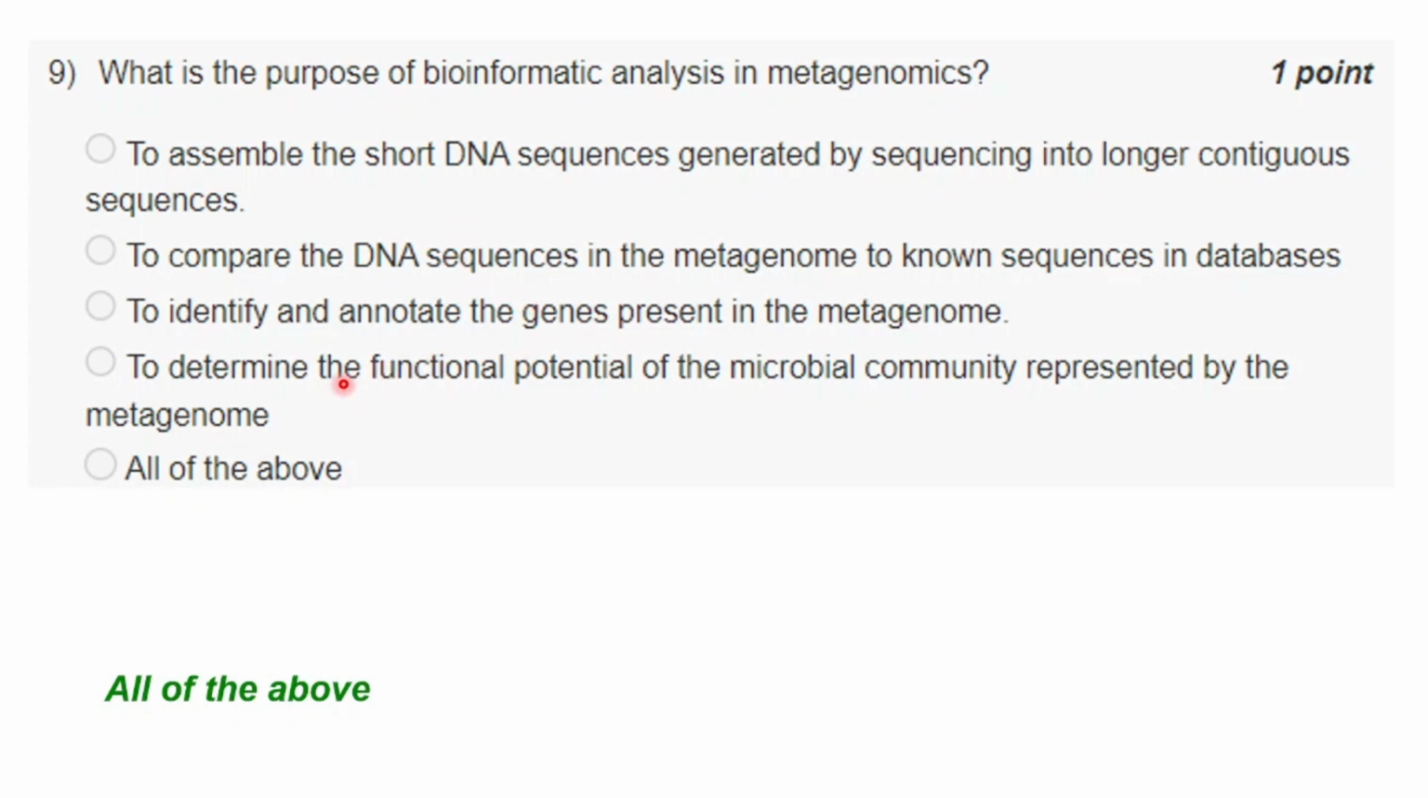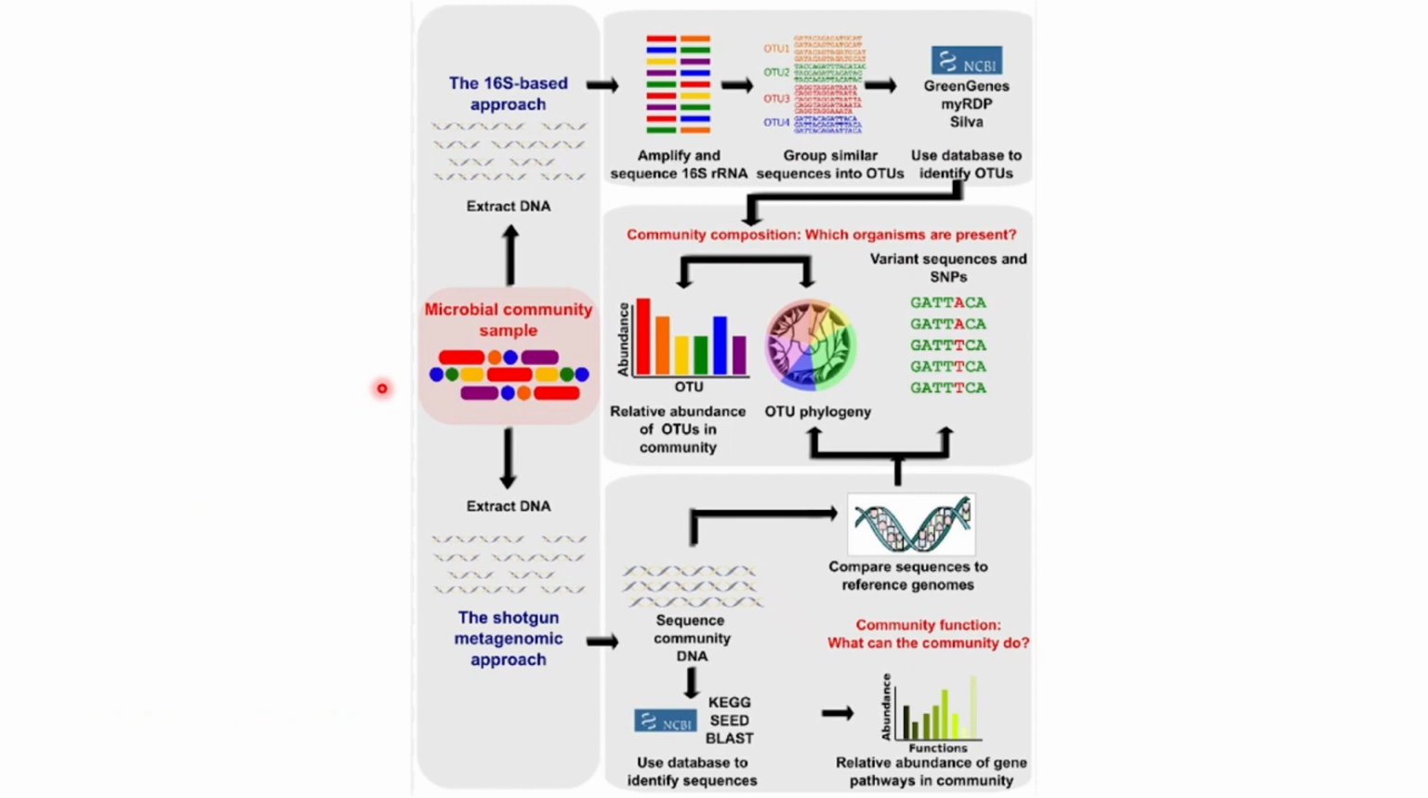And the last option that we come across is, does it determine the functional potential of the microbial community represented in the metagenome? Yes. One of the key tasks of bioinformatic analysis in metagenomics is to determine the functional potential of the microbial community represented in the metagenome. This involves identifying the functional genes and pathways present in the metagenome and inferring the metabolic capabilities of the microbial community. Functional potential analysis involves several steps, including gene prediction, functional annotation, and pathway analysis, all that we have talked about. Gene prediction involves identifying the protein coding genes present in the metagenome, while functional annotation involves assigning functions to these genes based on similarity to known genes in the databases.